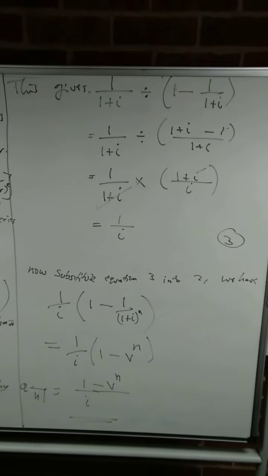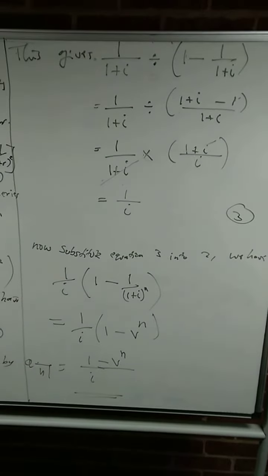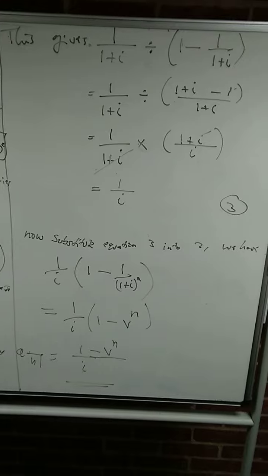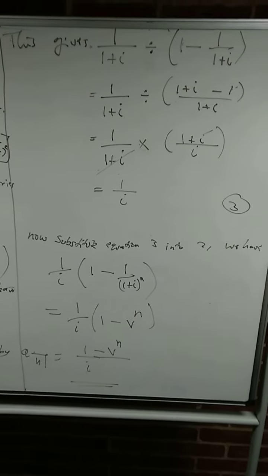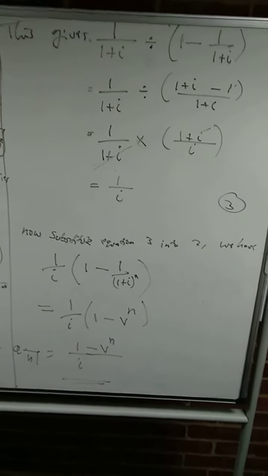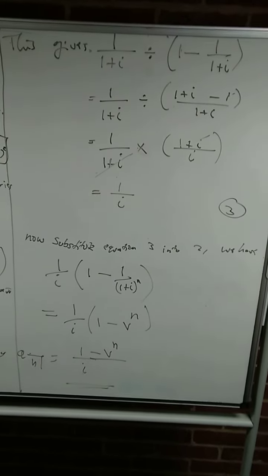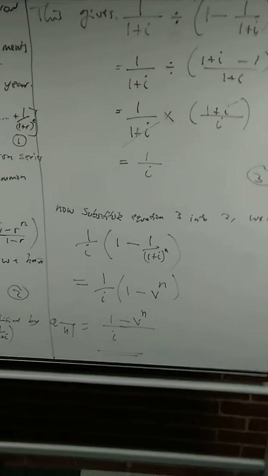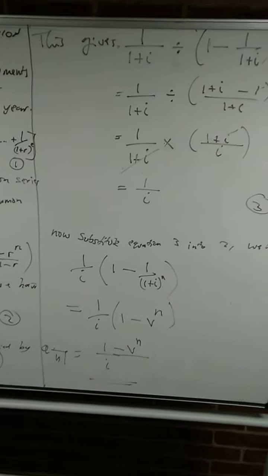Substituting now equation 3 into 2, we have 1 over i open bracket 1 minus 1 over 1 plus i to the power n, which is the same as 1 over i, 1 minus v to the power n, where v stands for 1 over 1 plus i. And the formula has now been derived, and this is how you do it.